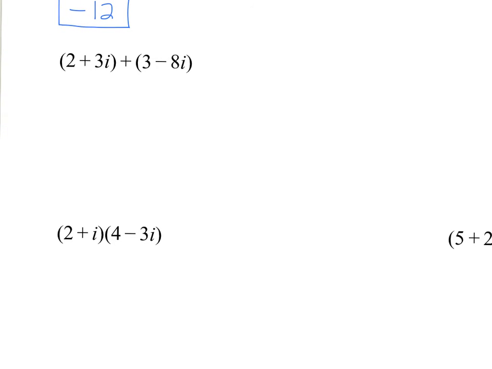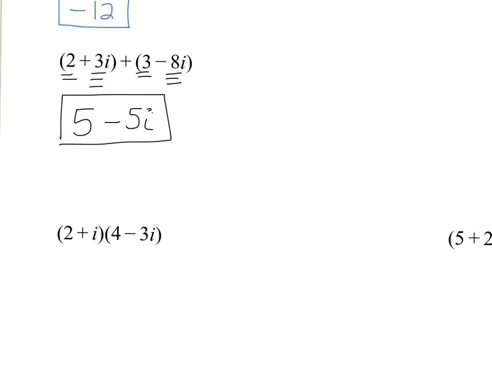Okay, this problem is an addition problem. So if you remember our stuff from Module 3, when we add things, we just add like terms. So I have 2 and 3, which are the same. So 2 plus 3 is 5. And then we have these things with i's. So 3i minus 8i is negative 5i. I don't replace this with negative 1 because it's not i squared. You can only replace i squared with negative 1, not i. So if I take 2 plus 3i plus 3 minus 8i, I simply just have 5 minus 5i, a different complex number.